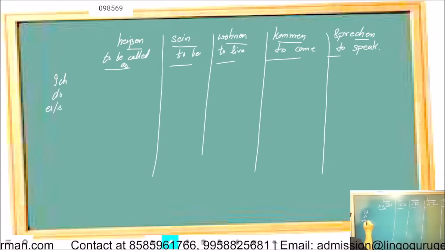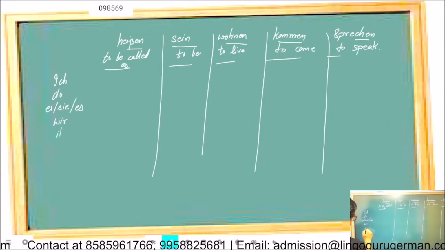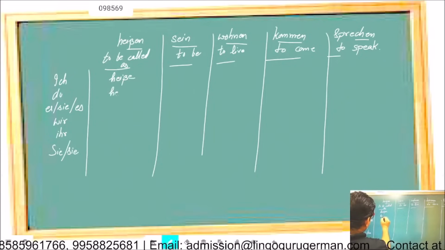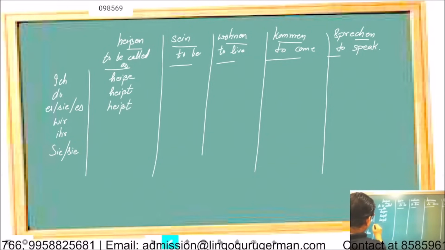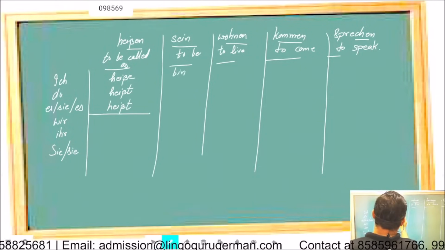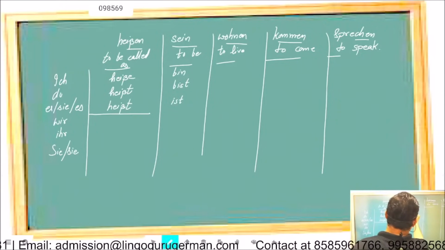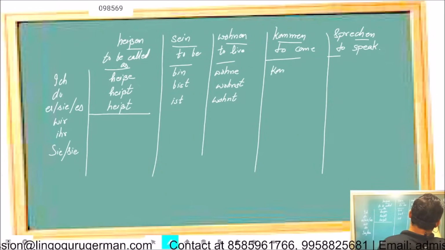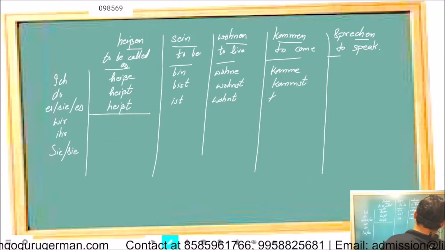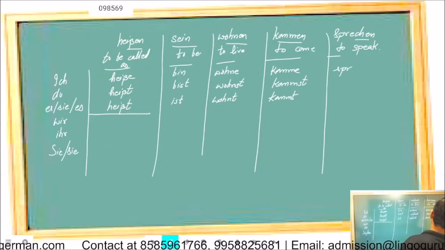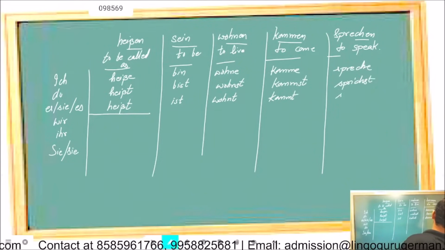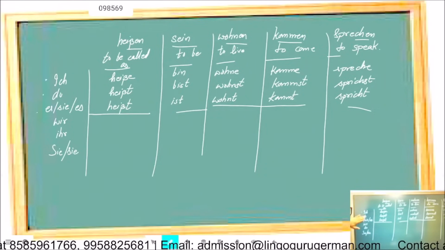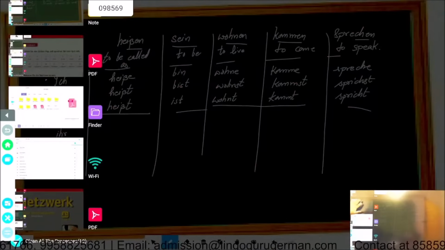Ich, du, we'll talk about these personal pronouns later on. As of now, we just make a list for the future reference. So, ich heiße, du heißt, er sie es heißt. We only learnt in this one because we only know this one. Ich bin, du bist, er sie es ist. Ich wohne, du wohnst, er sie es wohnt. Ich komme, du kommst, er sie es kommt. Ich spreche, du sprichst, er sie es spricht. We only take care of I, you and he, she, it. That's it. As of now. Okay. Any question, you may write in the chat box whenever you wish to.